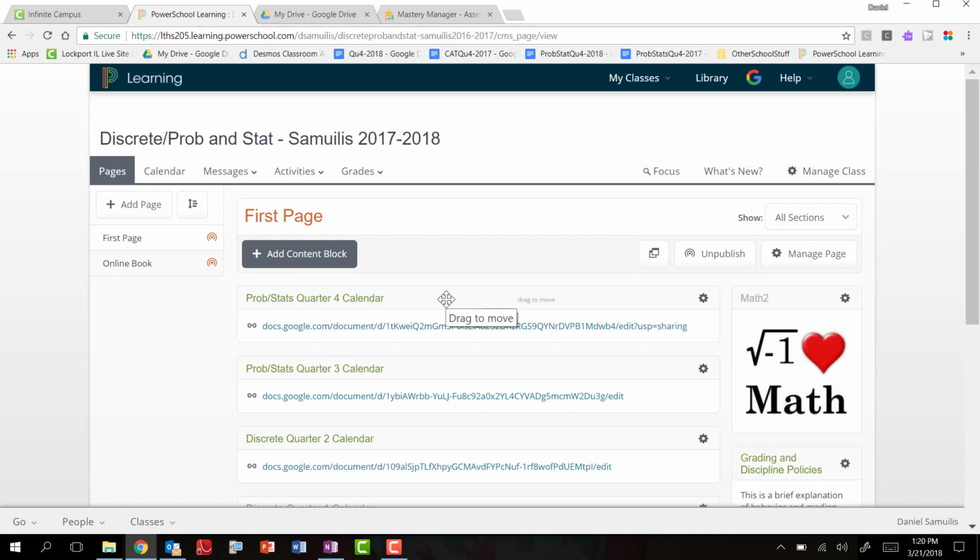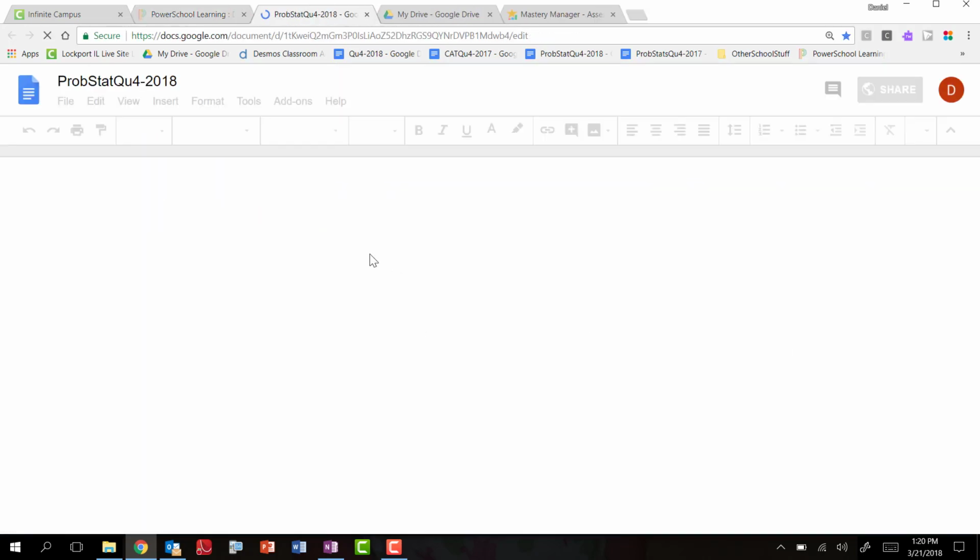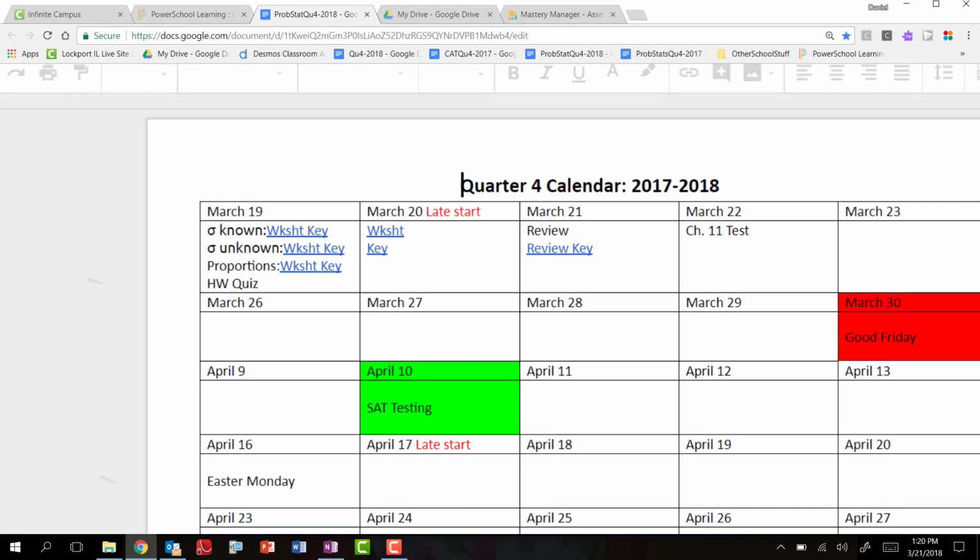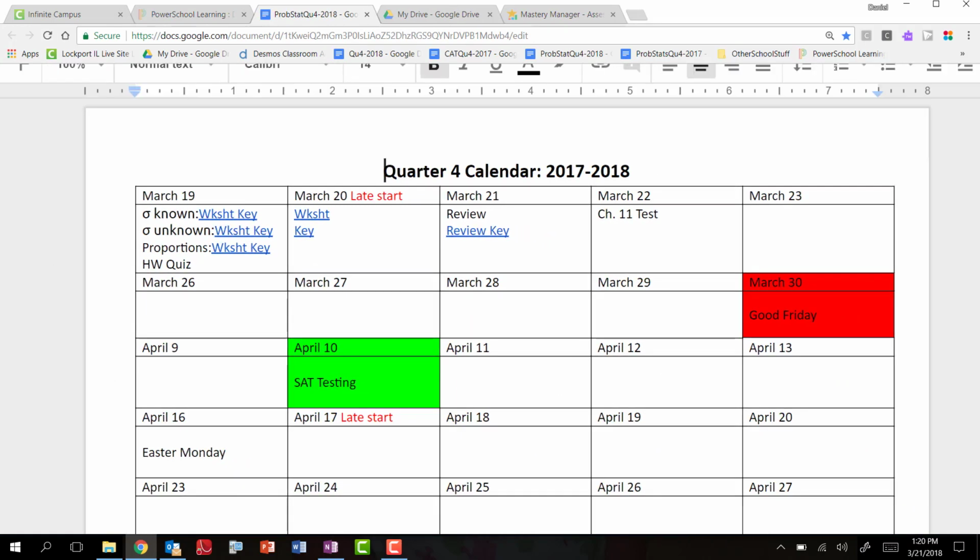So here's a quarter four calendar. Got to go to our prob stats, delete the other calendar, and then open up the quarter four calendar, and then we start it off here. So the reason I'm starting with this is just to remind you what's here, and please pay attention so that we can answer all questions that you might be worried about.